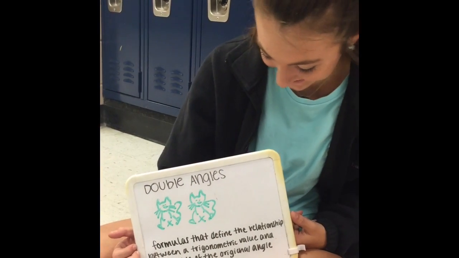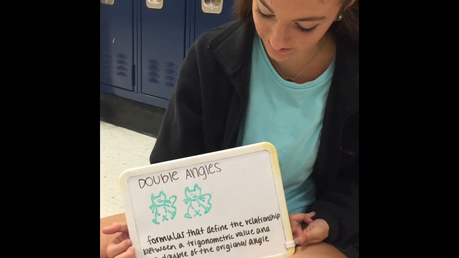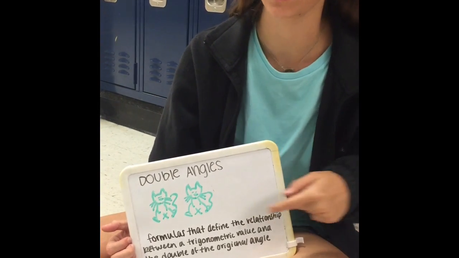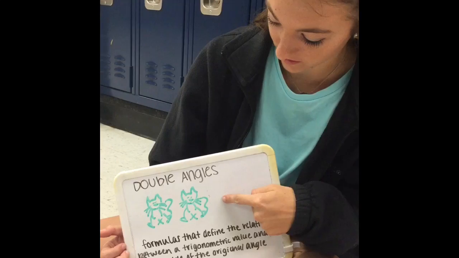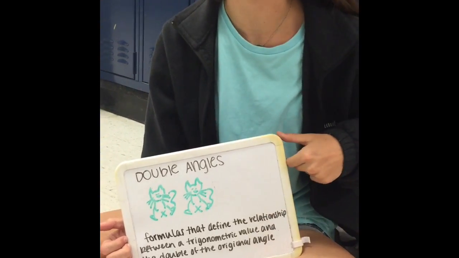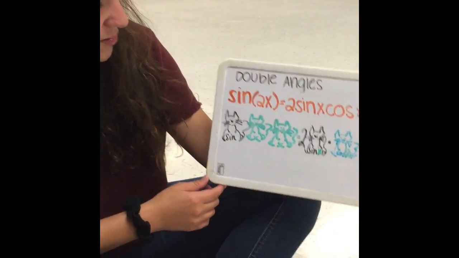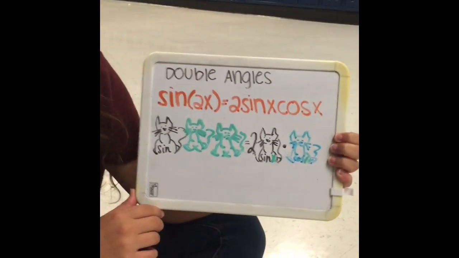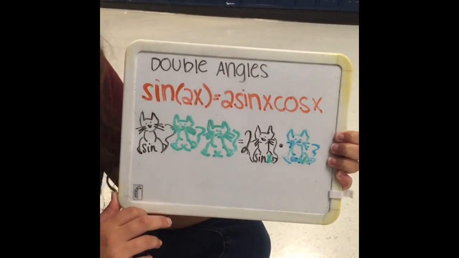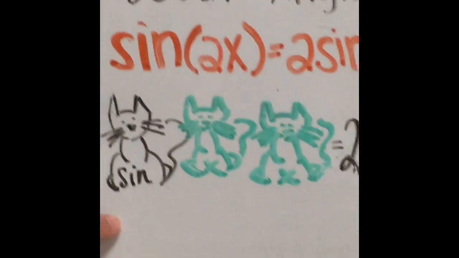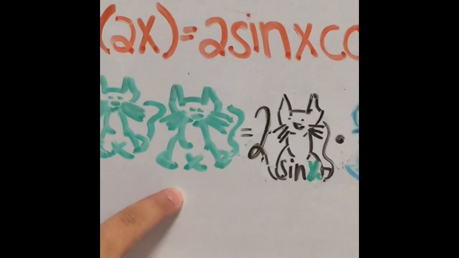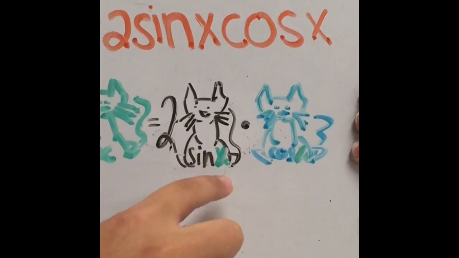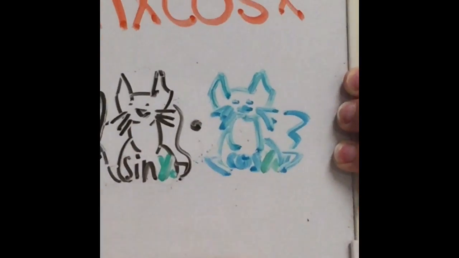Double angles are formulas that define the relationship between a trigonometric value and the double of the original angle. These are double angle Siamese cats, and they're twins because they're the same. This is our double angle formula for sine, and the formula is sine 2x equals 2 sine x times cosine of x, and in cats, that is your sine cat multiplied by 2x cats, your Siamese twins, and that is equal to your 2 sine cat multiplied by your x cat, and your cosine cat multiplied by an x.